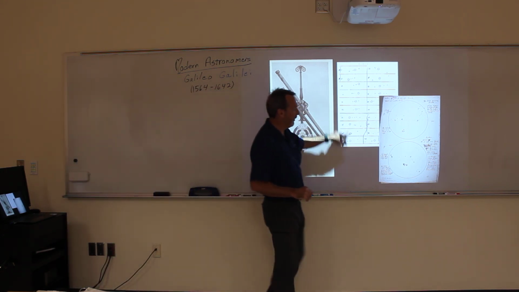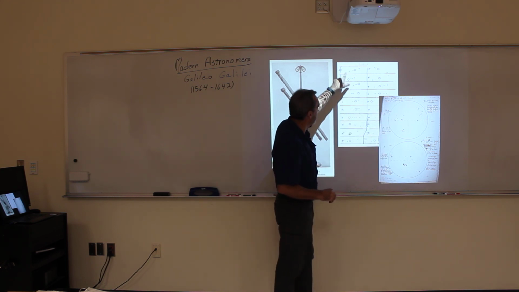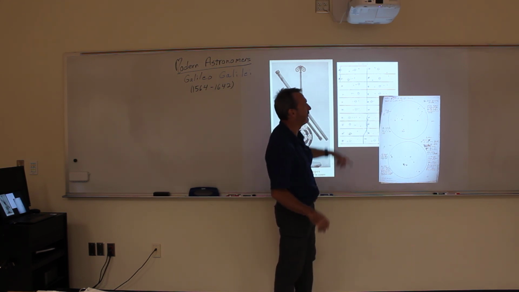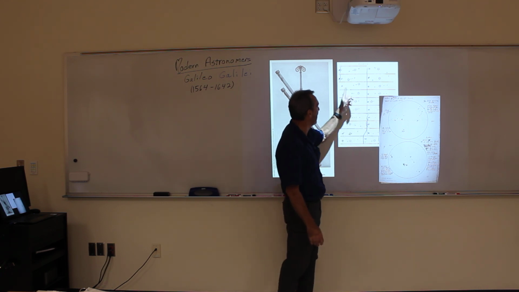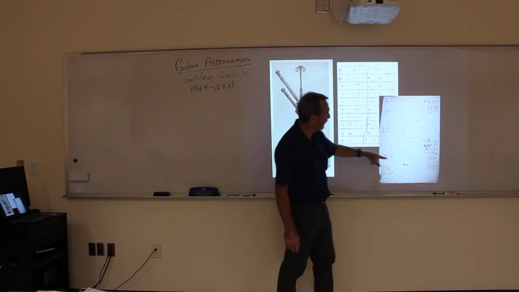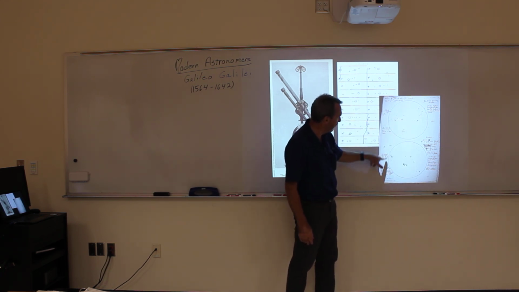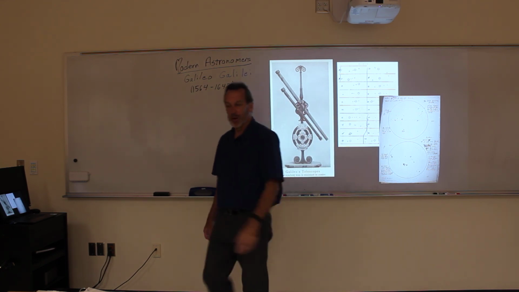These are journals from his book. This shows the moons of Jupiter orbiting around Jupiter from night to night. This shows sunspots on the sun. These are his notes as he wrote about what he saw.